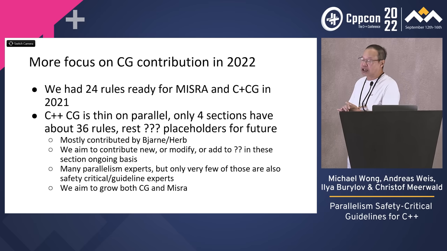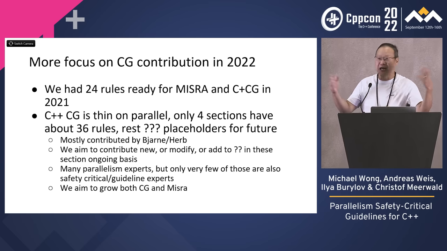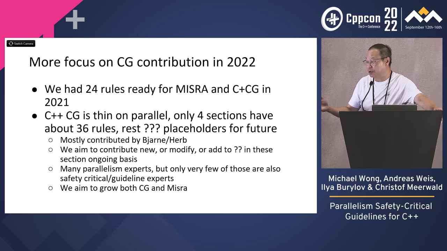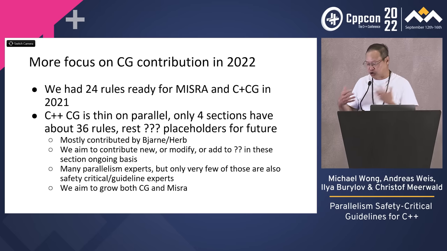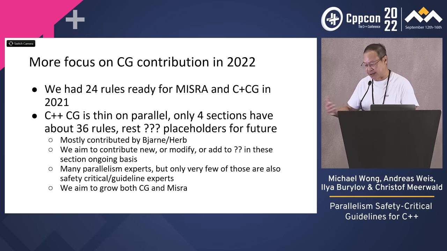Now, the concurrency part of the Core Guidelines: as you know, there are like 90 to 100 rules in the Core Guidelines. Almost all of them have to do with sequential programming. But there were about 36 rules that have to do with parallelism, in 4 sections. They were mostly contributed by Bjarne and Herb and no one else. Our aim as a group is to contribute new guidelines or modifications to those guidelines, based on our experience, on an ongoing basis.